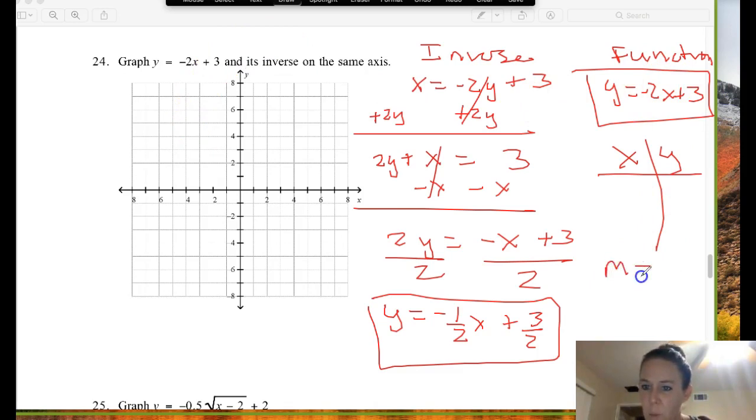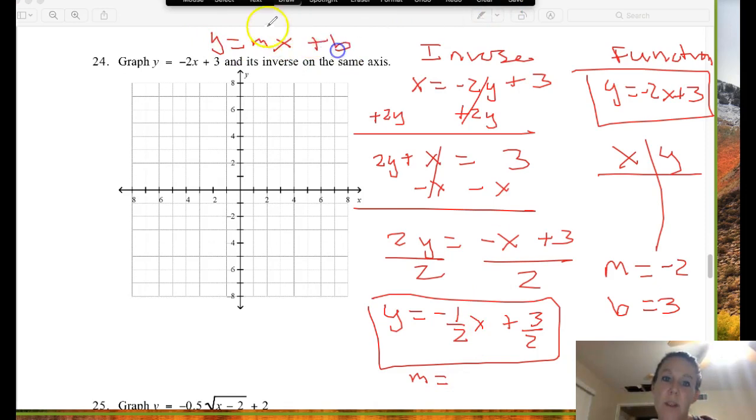Let's just go by slope. M is your slope, so your slope is negative 2. B is your y-intercept. Your y-intercept is 3. If you don't remember, I'm just going to write this up here. y equals mx plus b, the equation of a line we use forever. The number next to the x is the slope, and the constant is your y-intercept. So your slope here is negative 1/2. Your y-intercept is 3/2. We can write that as 1.5 if you want.